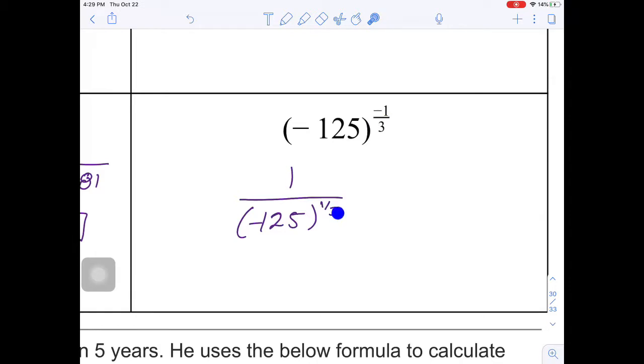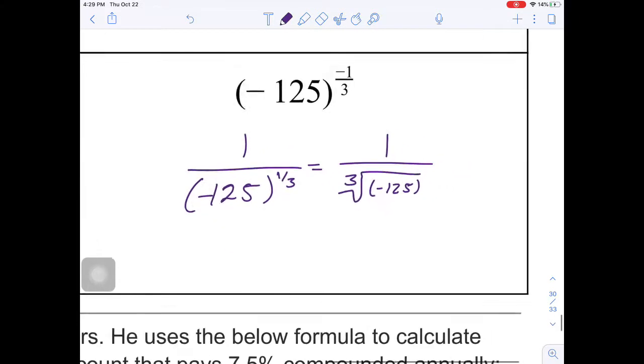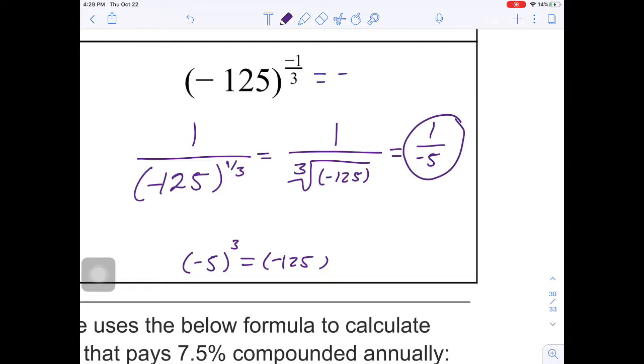Here, I'm also going to apply the fact that my denominator is 3. If my denominator is 3, that means I can make my index 3. So this is actually asking, what is the cube root of negative 125? And we've done that quite a few times in previous videos. And by hopefully this point, you remember that negative 5 cubed will equal negative 125. Remember, you can only root a negative number if your index is an odd number. So this will be 1 over negative 5. So that equals negative 1 over 5.